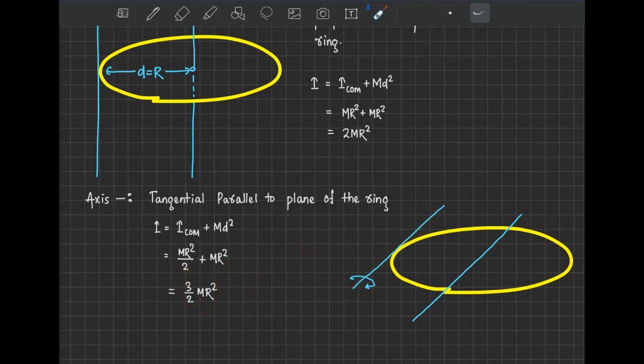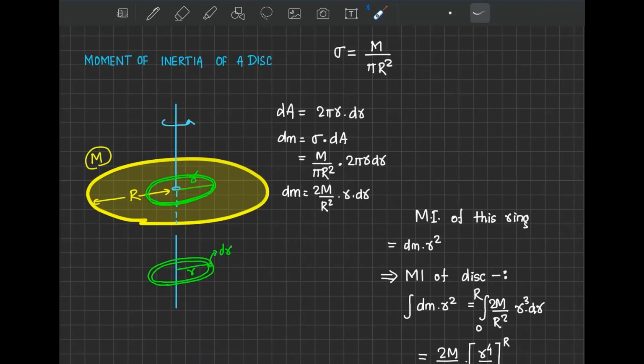Let's go to the disk cases. So here we need to find the moment of inertia of a disk. Now in this case, how to find it? First of all, we have an axis which is passing through the center again, but it is perpendicular to the plane. Again, just like the ring case, the first axis we choose is passing through the center and it is perpendicular to the plane of the disk.